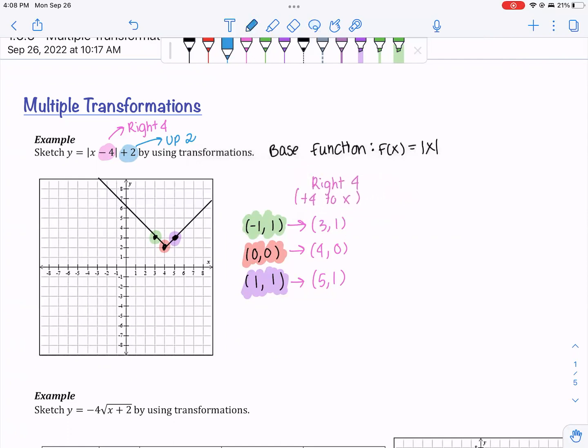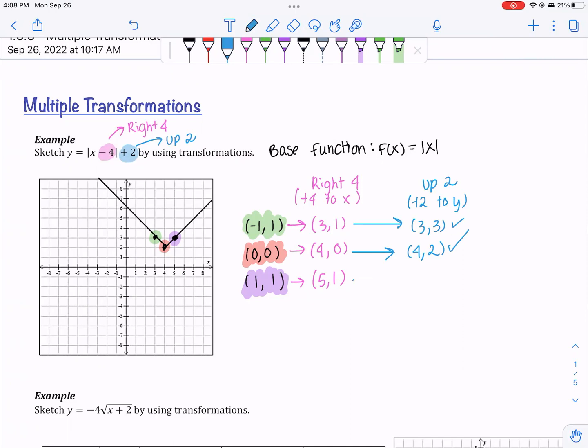The next step is moving up 2, which is adding 2 to the y value. So we're going to take our already translated to the right point and add 2 to its y value. 1 plus 2 is 3, so that gives us the point 3, 3, which is exactly where it ended up. It's at 3, 3. Adding 2 to the y value here, leave the x value alone, we have the point 4, 2, which is indeed where that point moved to.